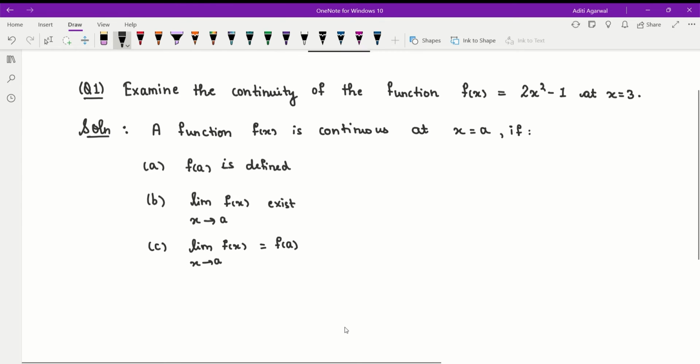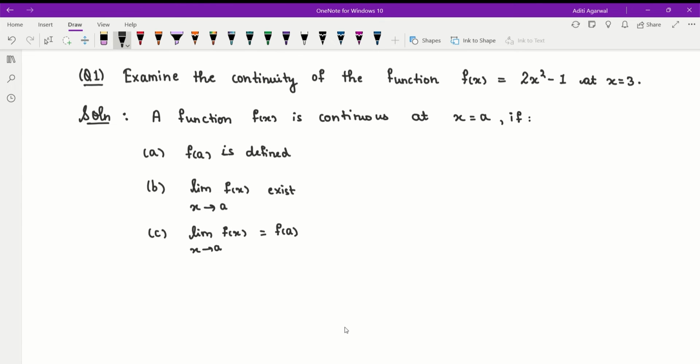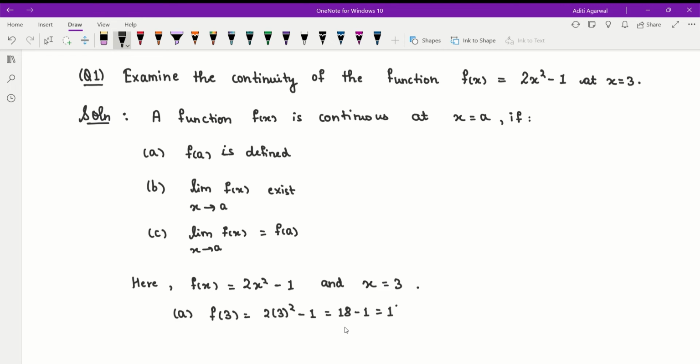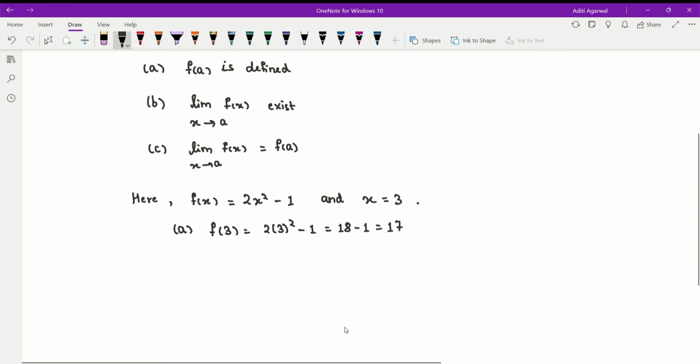We will be satisfying these three properties in order to show that our given function is continuous at the point x equals 3. So here the function f of x is given to be 2x square minus 1 and the point a is 3. So we will satisfy the first condition. We will find the value of f at 3. It becomes 2 times 3 square minus 1, that is 18 minus 1, which is equal to 17. Now this is a defined value.